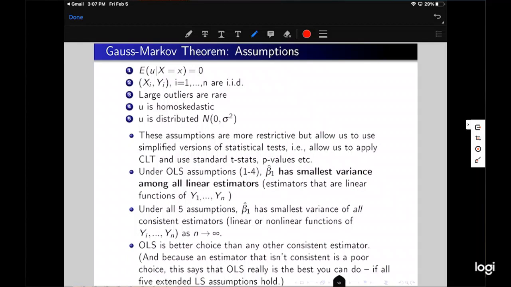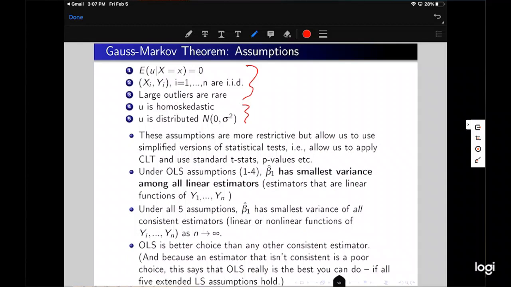Okay, so the Gauss-Markov theorem assumptions. These should look familiar, the first three. The expected value of u conditional on x is equal to 0. Xi and yi are IID. Large outliers are rare. But now we're adding u is homoskedastic and u is distributed normal with mean 0 and variance sigma squared. These assumptions are more restrictive, but they allow us to use simplified versions of statistical tests. In other words, they allow us to apply the central limit theorem and use standard t-stats and p-values. They're more restrictive in the sense that there's more of them. We're adding 4 and 5.